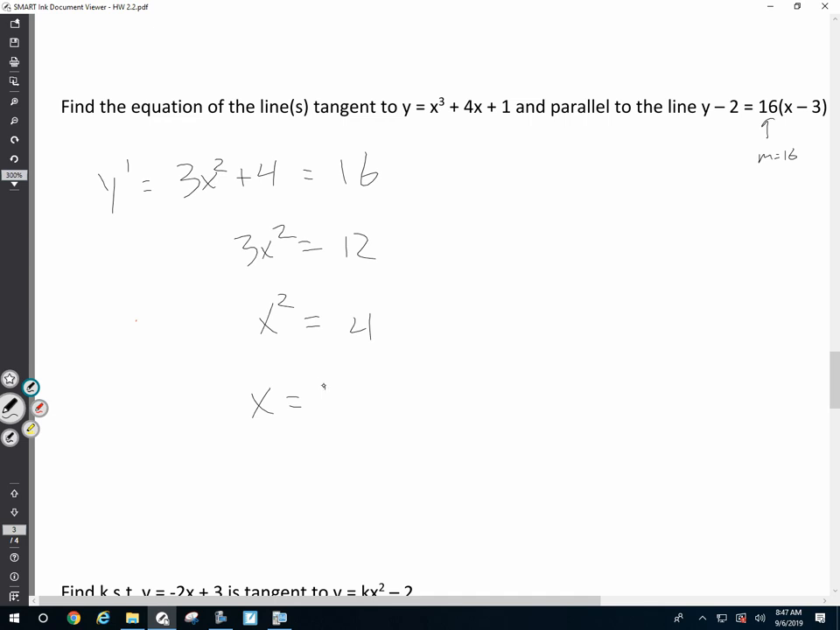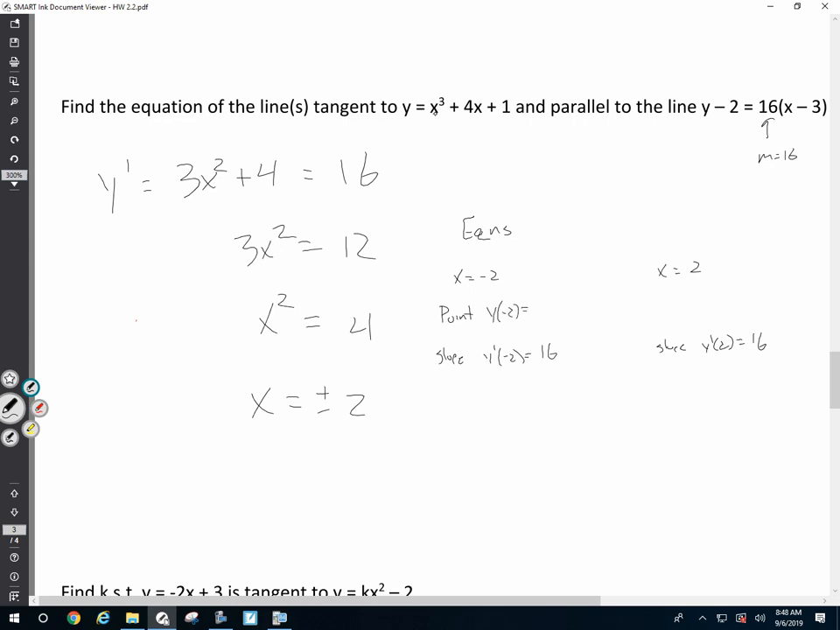Okay. X will equal plus or minus 2. Now, we are saying we now have two locations, which means two equations: when x equals negative 2 and when x equals 2. I know what my slope is going to be. The slope at negative 2 is 16. The slope at 2 is 16. I already solved it. You can double check it. I have to find my point.